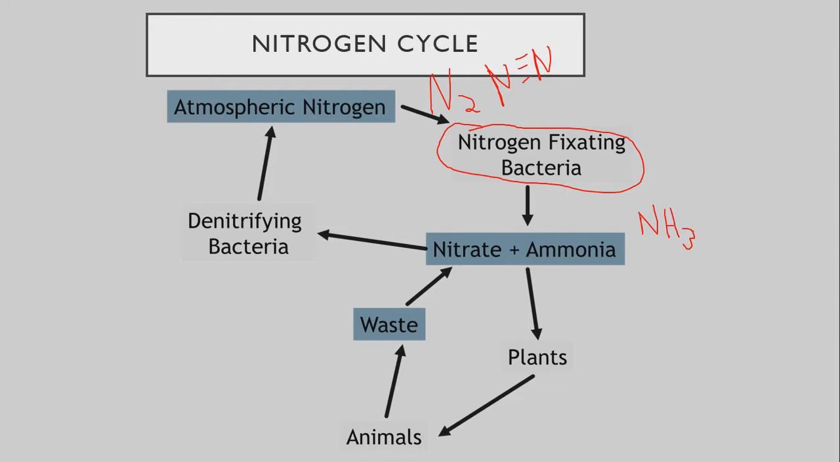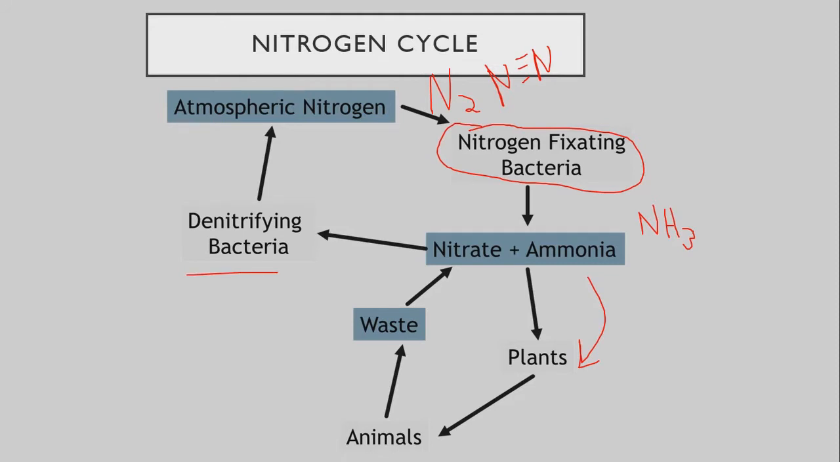And ammonia can be incorporated into protein in plants, and then animals can eat the plants, and sometimes the animals will pee and poop out, and that will put ammonia back into the soils. The only one I didn't really talk about was the denitrifying bacteria.